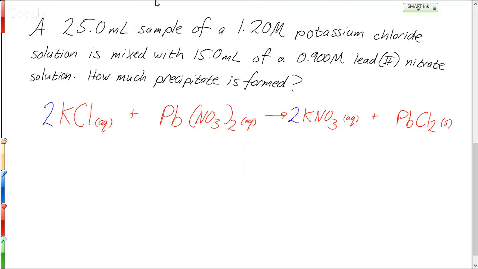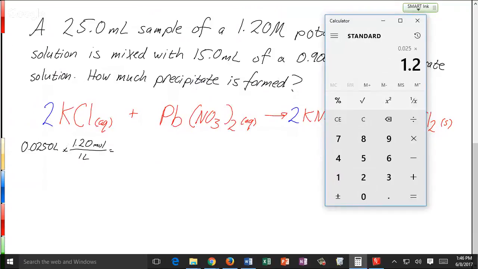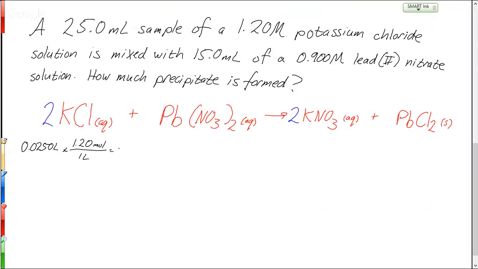So for KCl, that's going to be 0.0250 liters times 1.2 moles per liter. Okay, so 0.0300 moles of KCl. For lead nitrate, that is 0.0150 liters times 0.9 moles per liter.